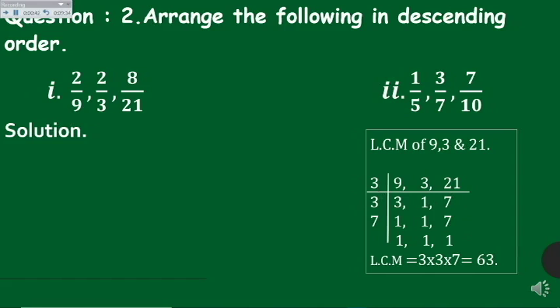So how have I divided? 3 3s are 9, 3 1s are 3, and 3 7s are 21. Again 3 1s are 3, 3 1s are 3, and 7 as it is. 7 1s are 7, and here we have 1 in all the places. As I told you last time, when we have 1 left, we multiply the numbers written at the left hand side. So multiply 3 into 3 with 7, you will get 63.